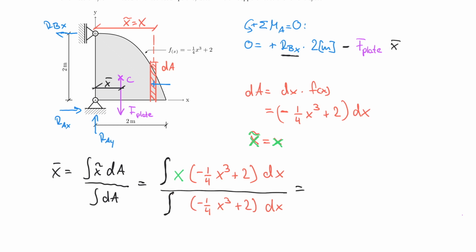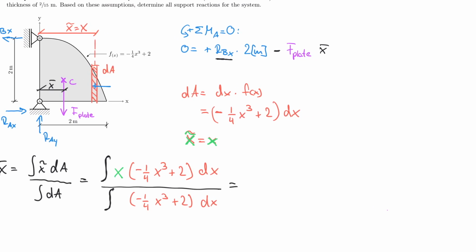And now it's a question of solving. I need to think about my integration constants. So let me first rearrange everything here. So I have -1/4 x to the 4 plus 2x and all of that dx. And I divide that by still the same thing.